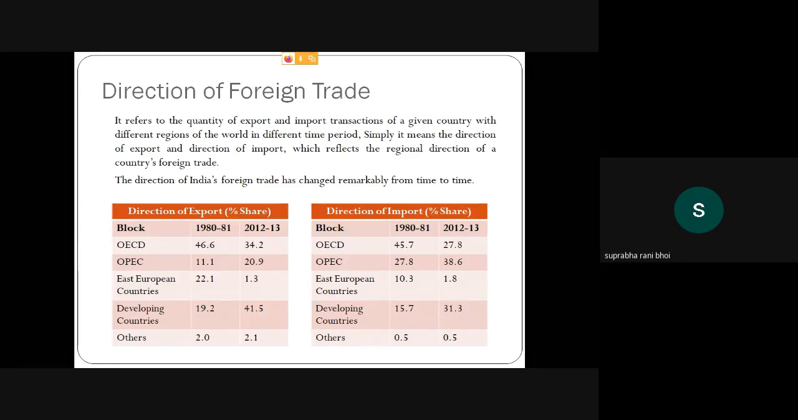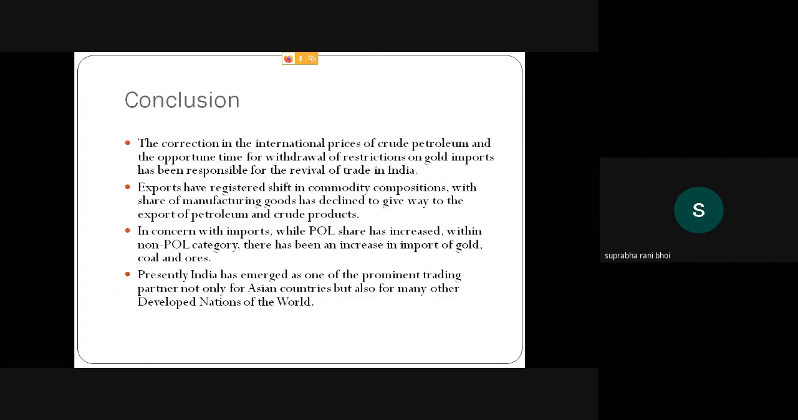Likewise, as the export to East European countries has reduced, our import from them has also reduced. But as our export to developing countries has increased, our import from developing countries has also increased. I think all of you know that China is our most important source of import after UAE. So this is the direction of foreign trade, the groups or countries to which we export and from which we import varieties of goods and services. So this is foreign trade.